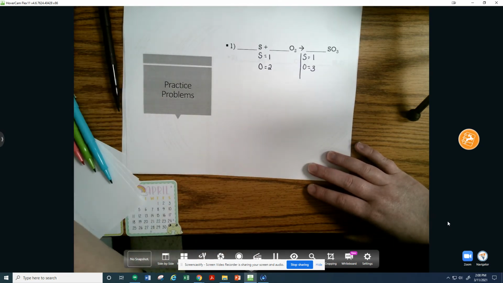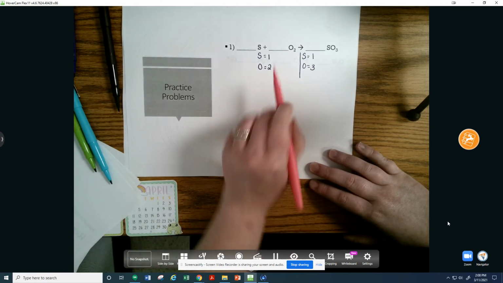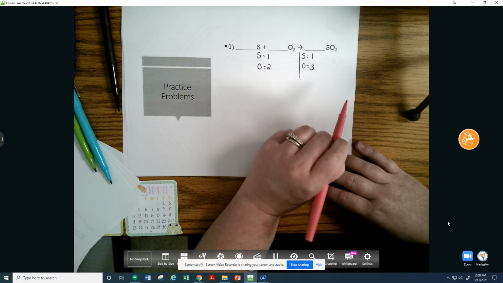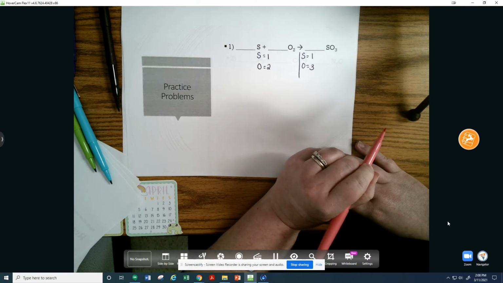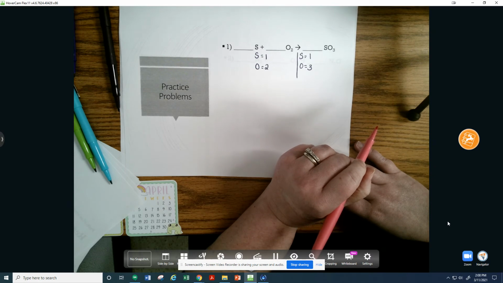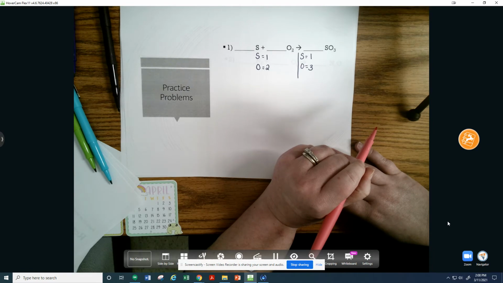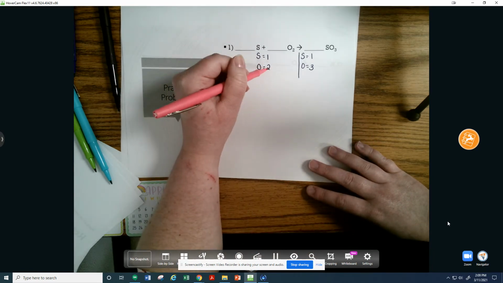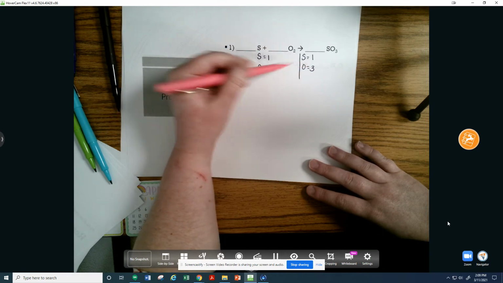So our goal now is to add coefficients to my reaction in order to make it equal. I can see here that I have 1 sulfur atom on each side, therefore it is balanced. Here I have 2 and 3, they are not balanced. However, I can add coefficients to take care of this. You can never change the subscripts on anything, whether it's an element or a compound. Your subscripts are locked into place. You can only add coefficients. So here, you need to add a coefficient to make these equal.